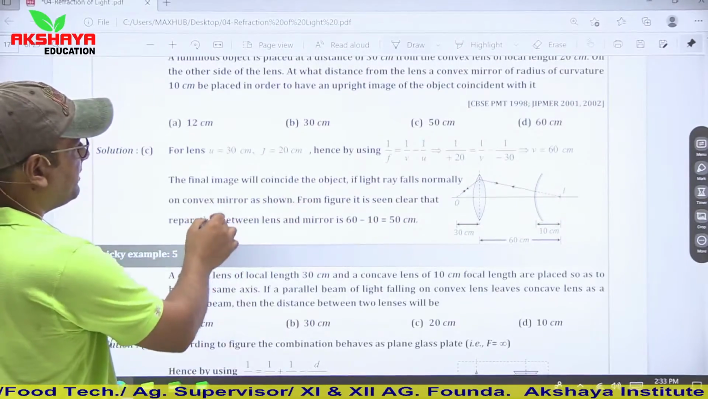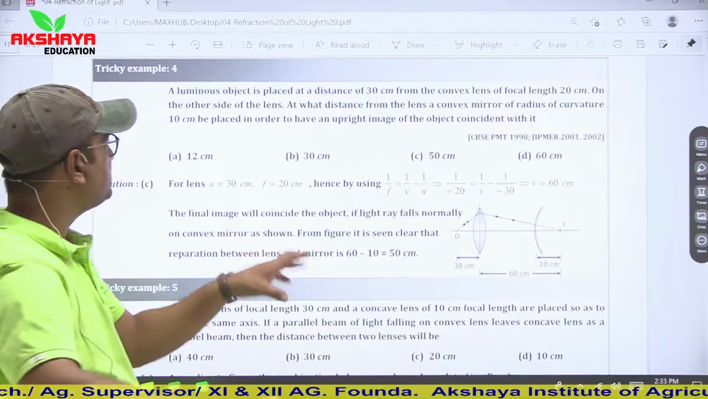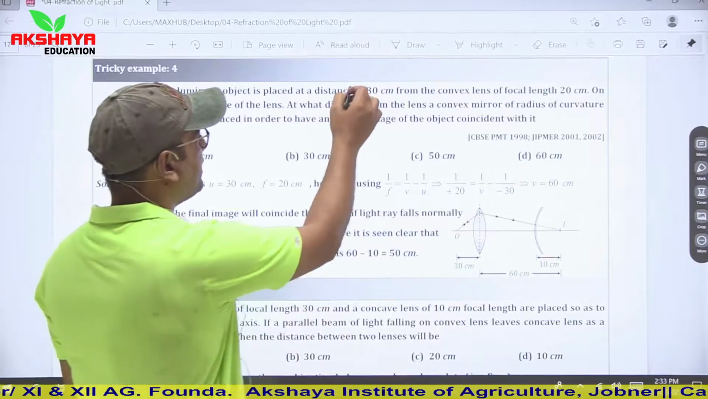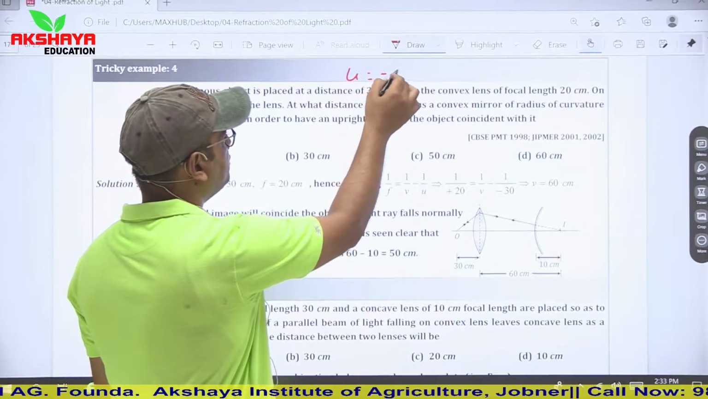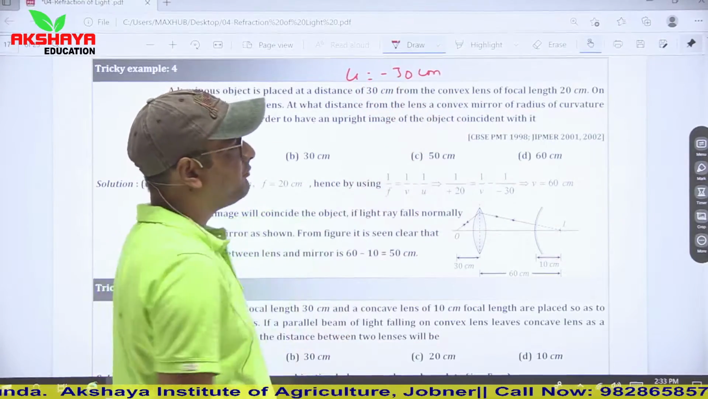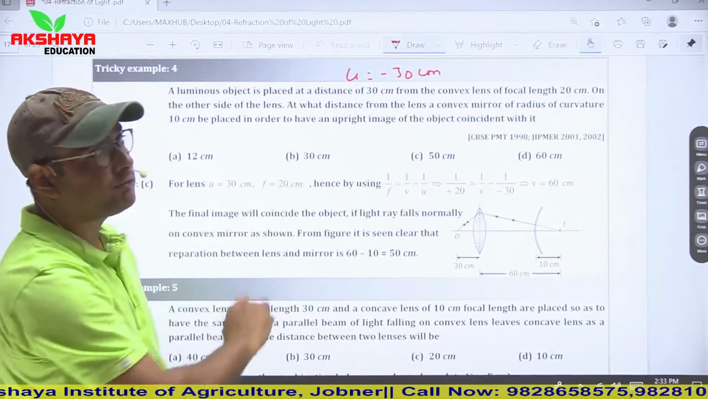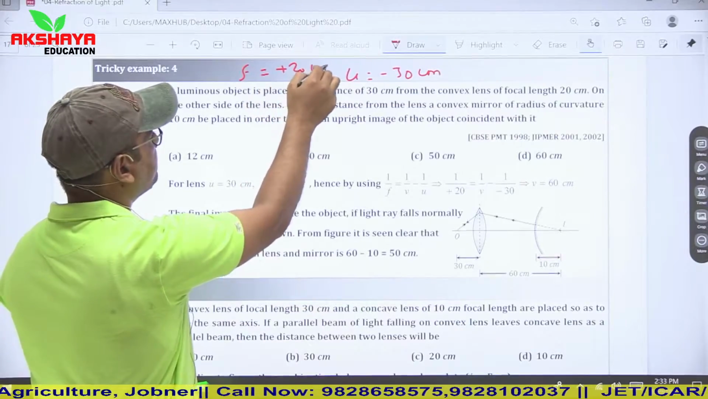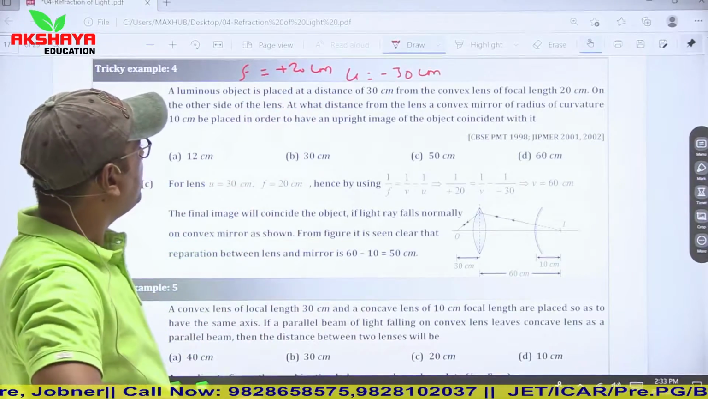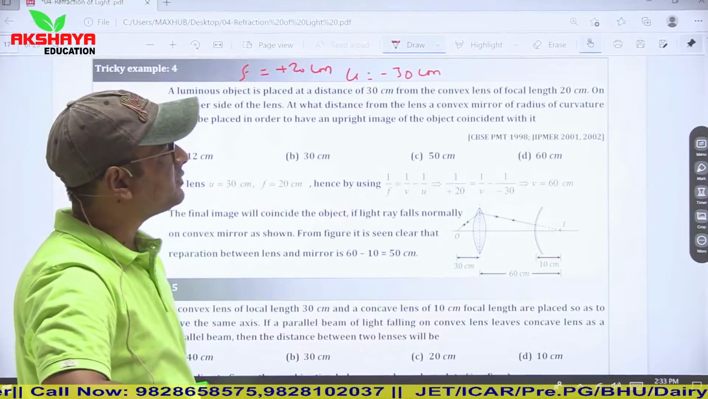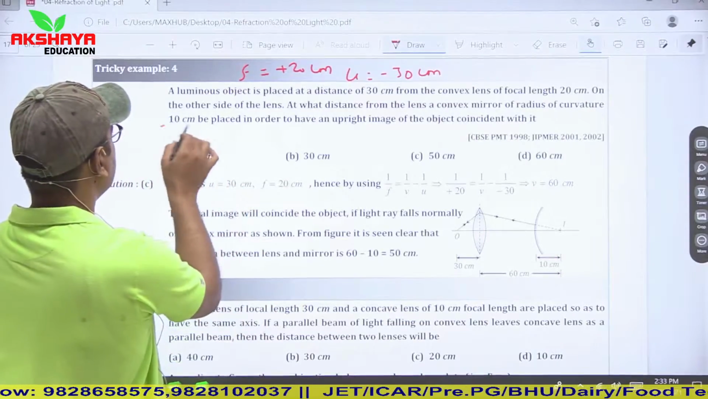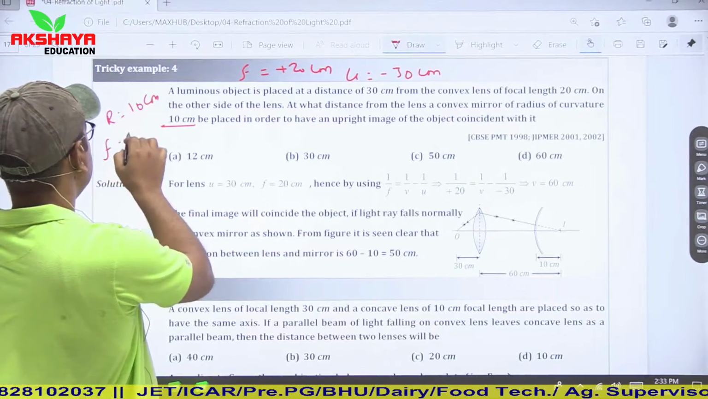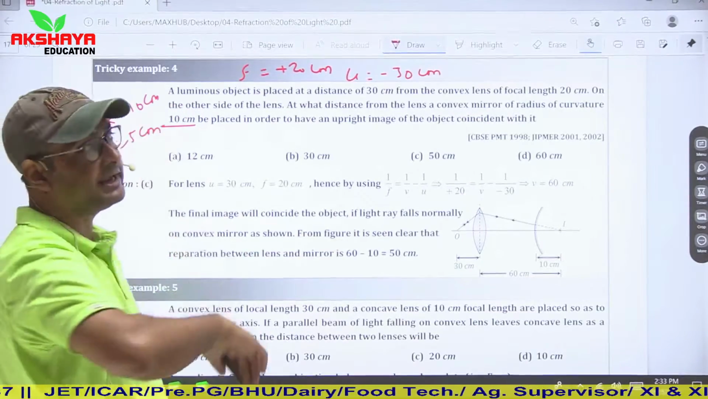This is again an interesting pattern of question which is very easy. A luminous object is placed at a distance of 30 centimeter from the convex lens. So you are given U. So U is minus 30 centimeter. Focal length is given 20 centimeter. So focal length of convex lens is positive, it means F is given as plus 20 centimeter. On the other side of the lens, at what distance from the lens should a convex mirror of radius of curvature 10 centimeter be placed? So for the mirror, radius of curvature is given as 10 centimeter. So its focus is at 5 centimeter, means focal length is 5 centimeter.